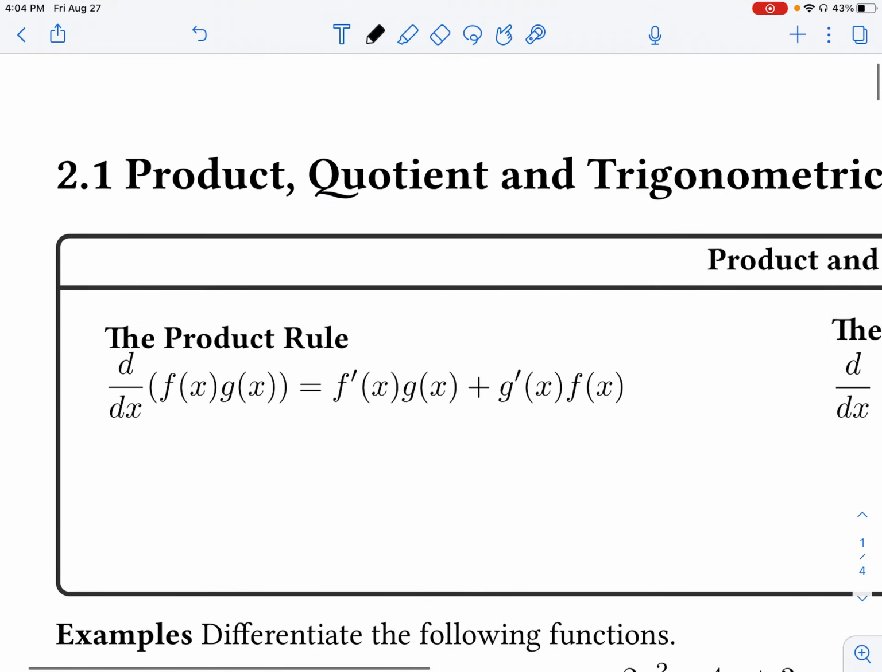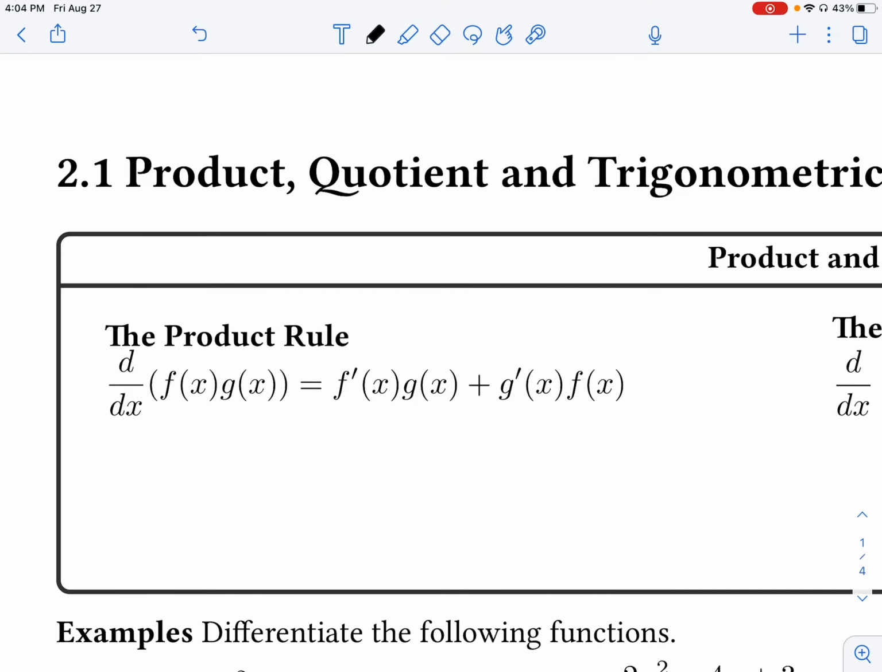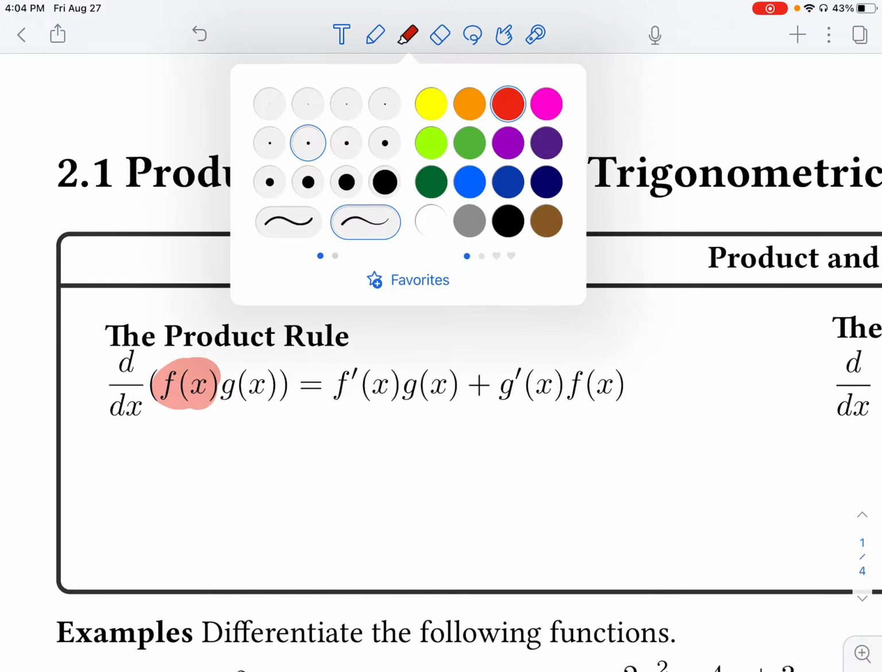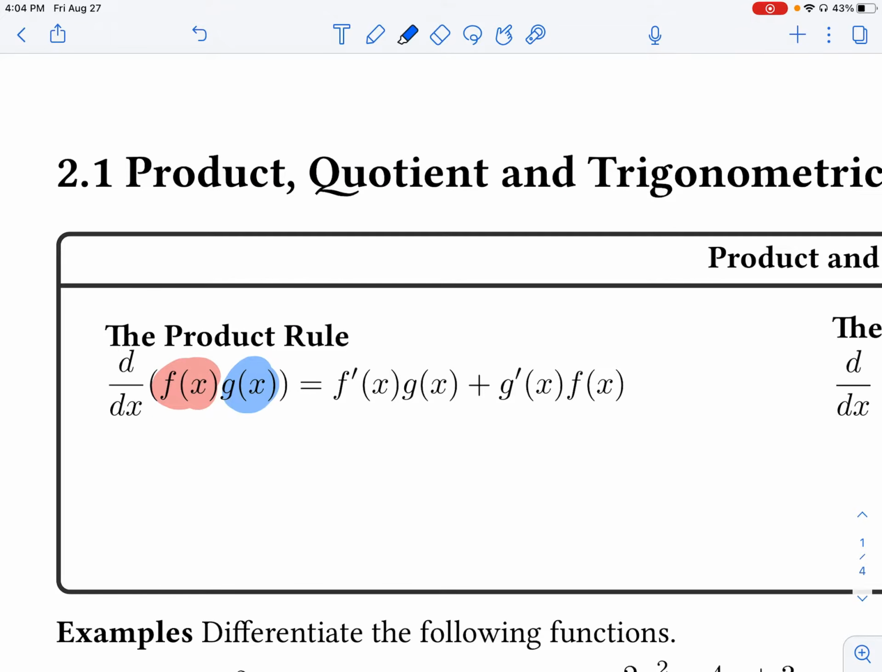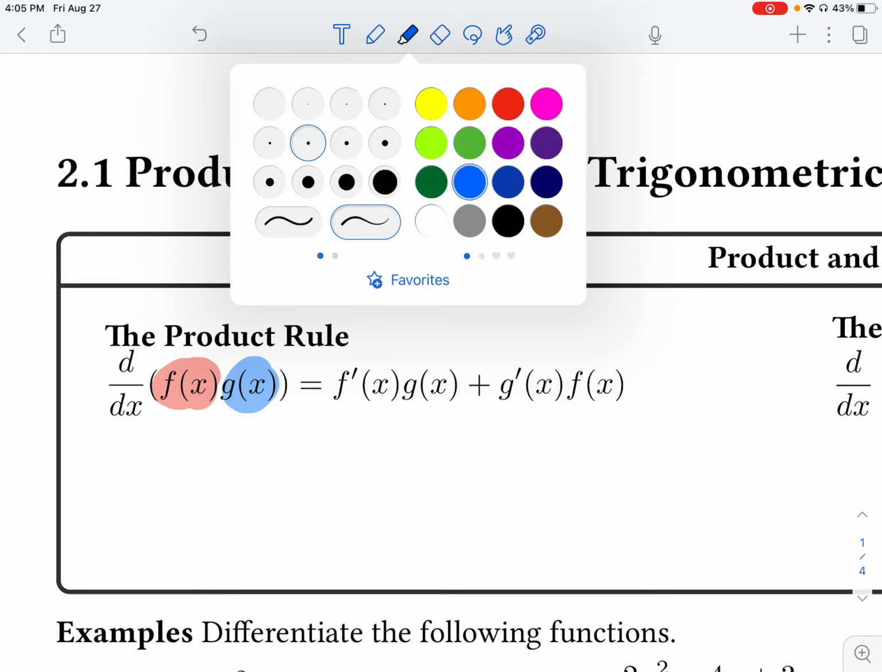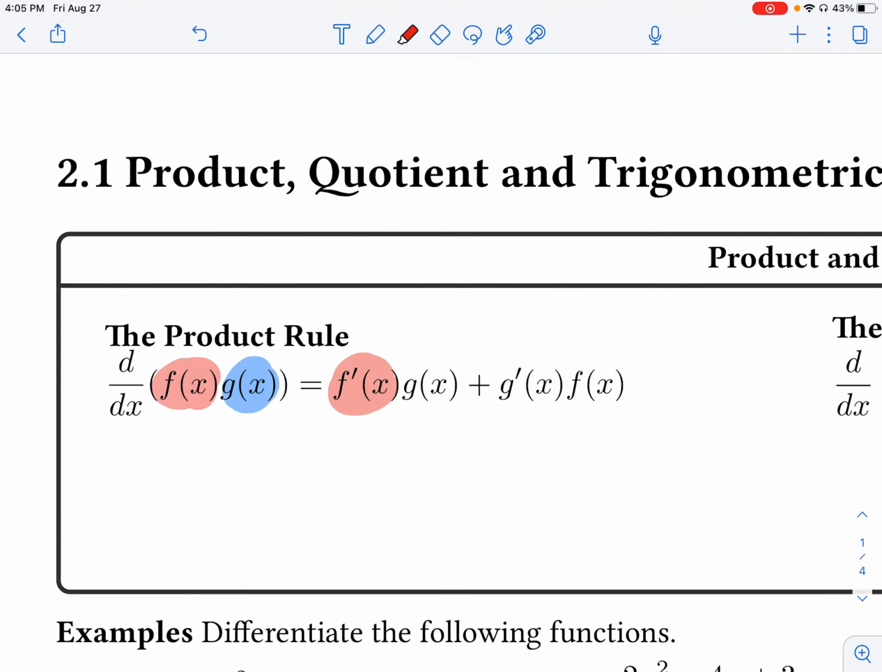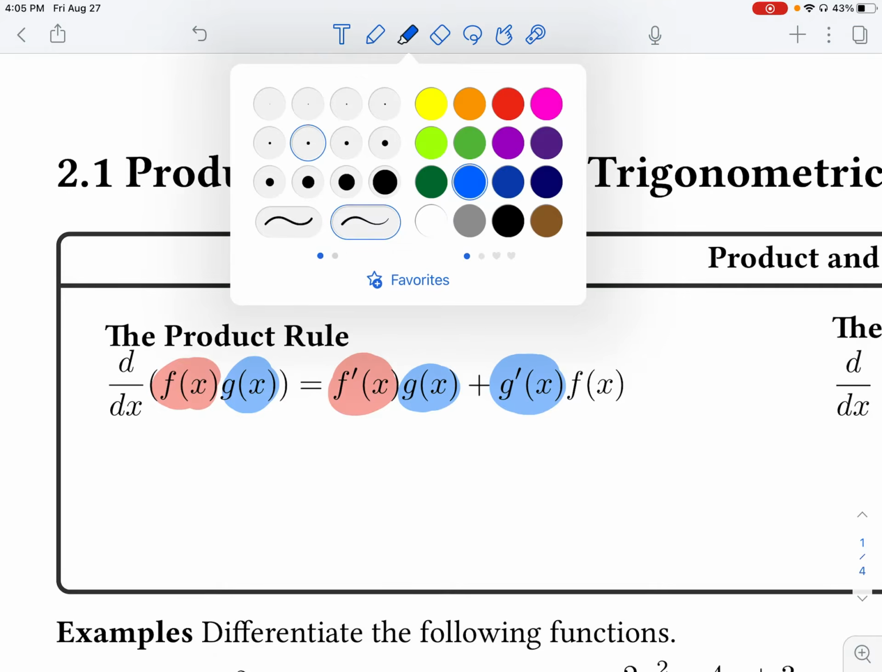First off, what does the product rule say? Well, I know this looks like a lot, but all this is saying is that when we're finding the derivative of the product of two functions, so let's say f of x, which I'm going to highlight in red here, and g of x, which I'm going to highlight here. The derivative of the product is effectively the derivative of the first function times the second function, g of x, plus the derivative of the second function times the first function.